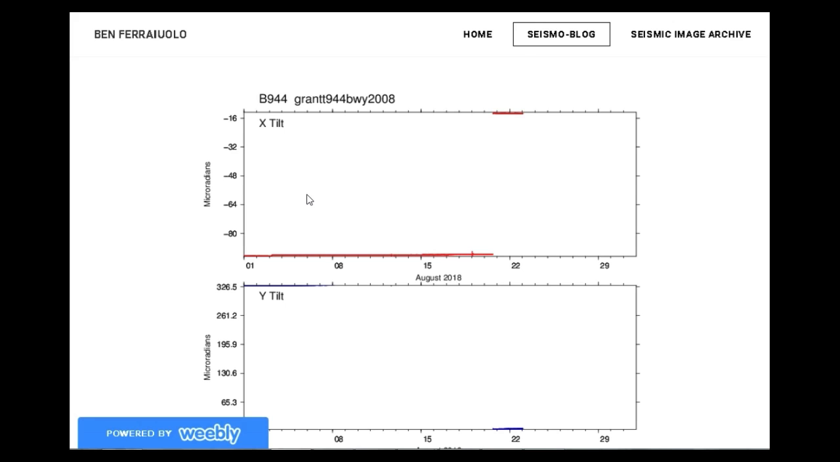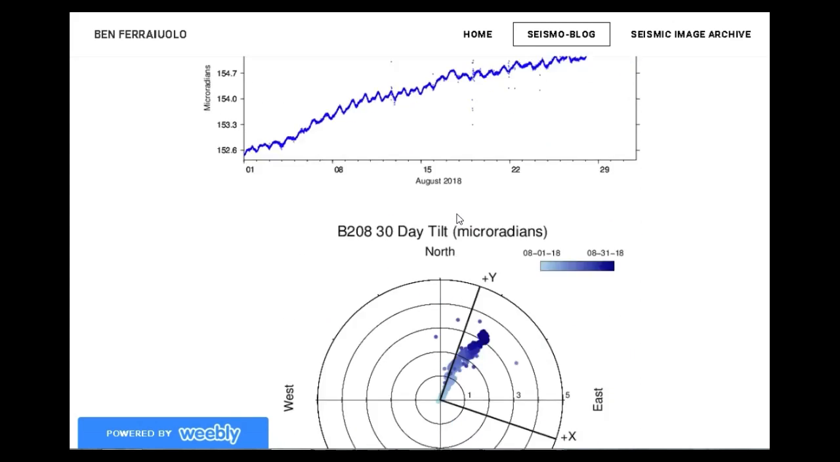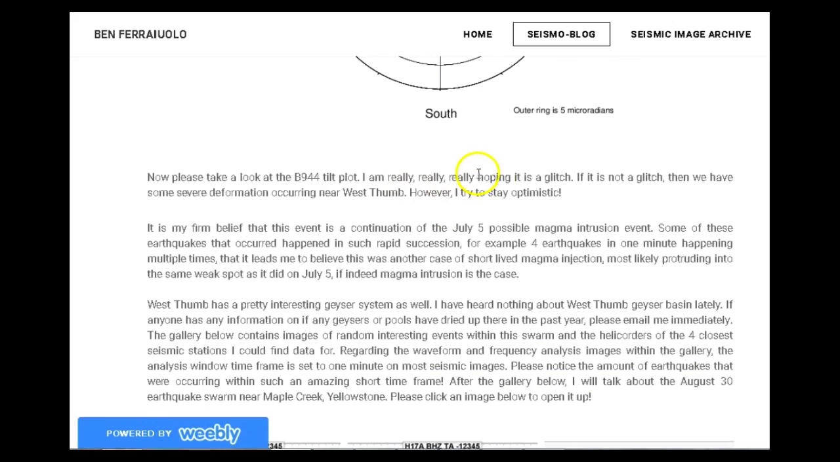It's not at West Thumb. It's not on the northern tip of West Thumb like the earthquake storms have been. It's south of there, but still, it's close. So I don't know what is going on here. Very odd. I'm really hoping it is a glitch. If it is not a glitch, then we have some severe deformation occurring at West Thumb.